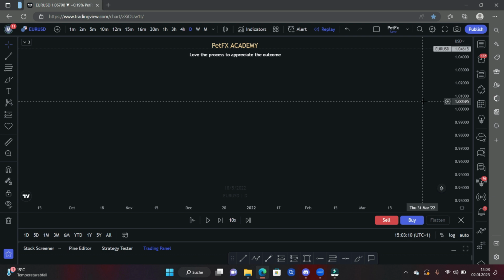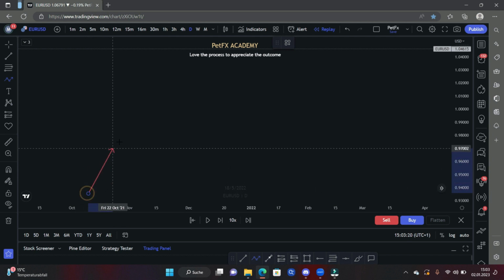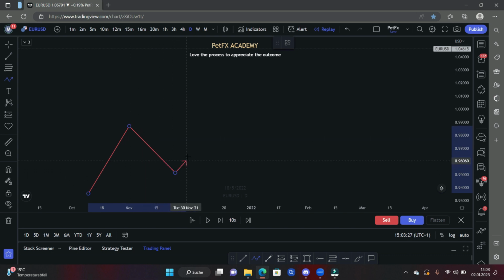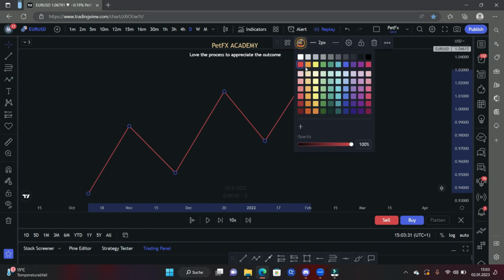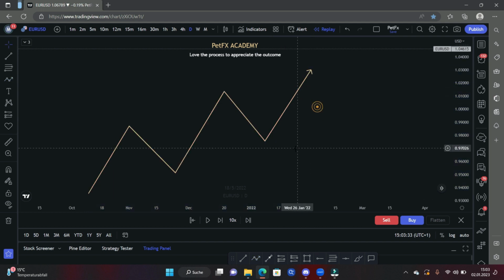So let us just do some drawings to make things a bit easier. As I already mentioned, we have two types of structure, okay? The first type of structure is our swing structure. Our swing structure is pretty much our highest and lowest points in our legs, and everything in between the swing structure is pretty much inner structure.